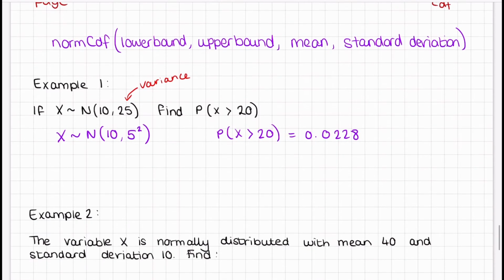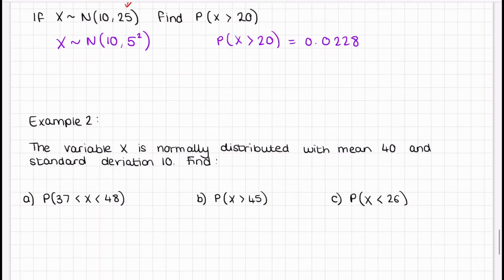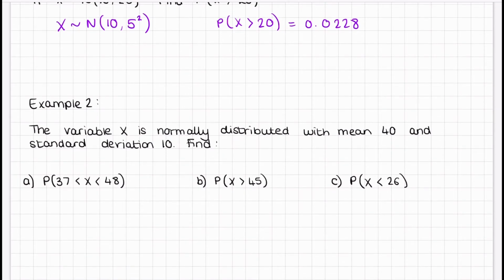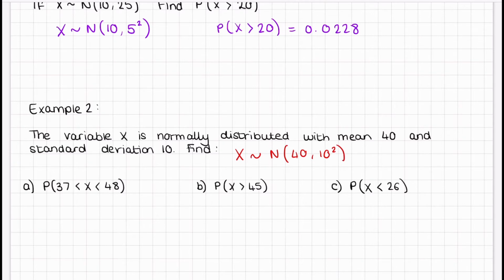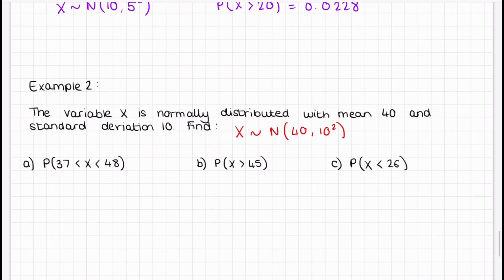Example 2. The variable x is normally distributed with a mean of 40 and a standard deviation of 10. We want to find these three things. First of all, I'm just going to write our notation. So our variable x has a normal distribution, the mean is 40, and the standard deviation is 10. And then we're going to calculate these different things.